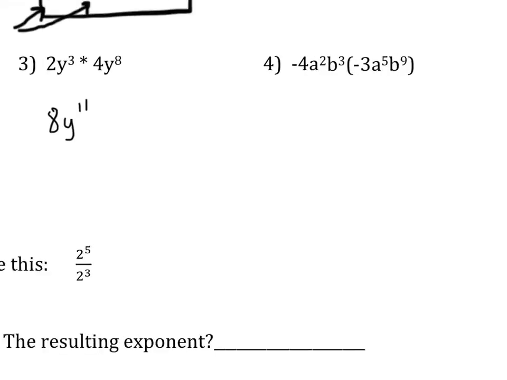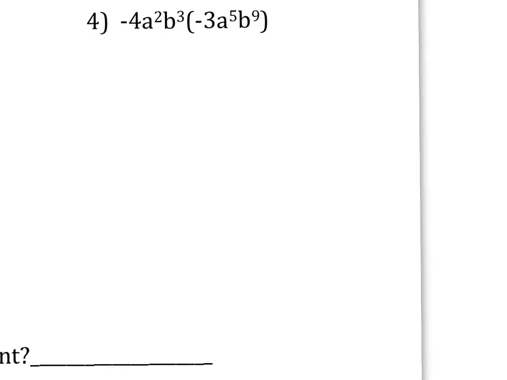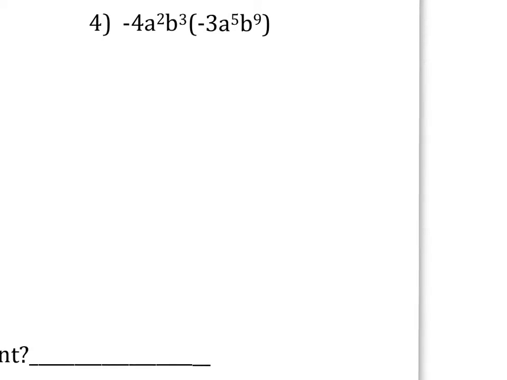Using that same procedure on a slightly more complicated one, we see what happens when we have multiple variables that we're multiplying. So here we have negative 4a squared b to the 3rd power times negative 3a to the 5th b to the 9th. And I like to work it in this order. I multiply my coefficients, which are my numbers out front. So negative 4 times negative 3 is positive 12.